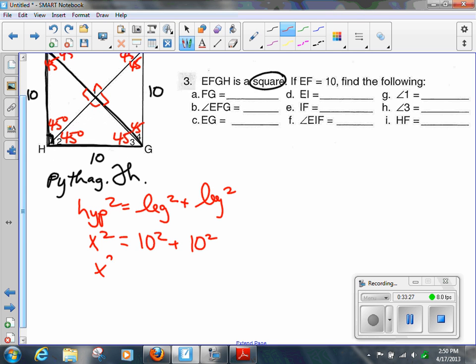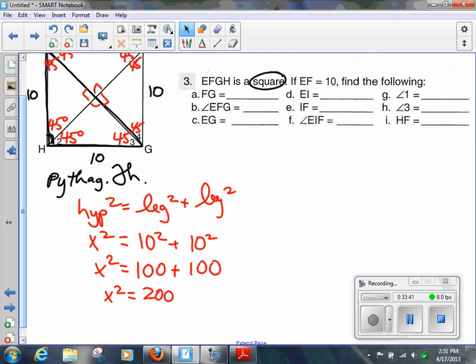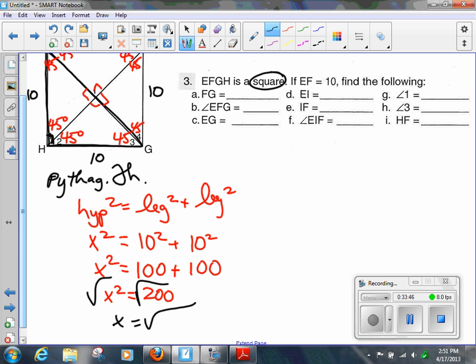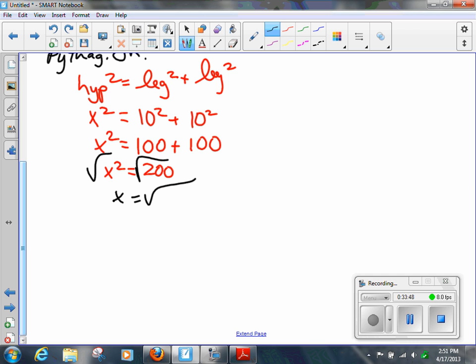So I've got x squared is equal to 10 squared, which is 100. I get x squared is equal to how much? 200. What now? Square root of both sides. What's the highest perfect square that divides into 200? I'm not talking about decimals now. This one's easy, y'all. It's 100 times 2.